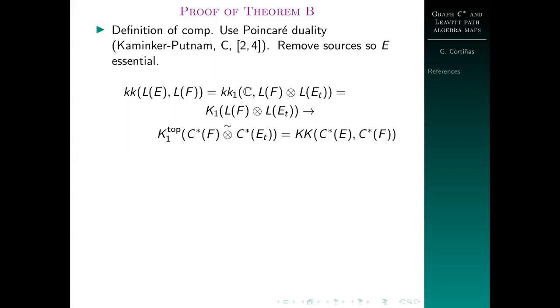And to prove that composition goes to composition, you take two algebraic K1 classes, map them via Poincaré duality to little kk, compose them, map the composition back to K1 using Poincaré duality, and do the same with their images on K1 top. And the result comes out to be the same, simply, again, because the formulas for Poincaré duality are the same.